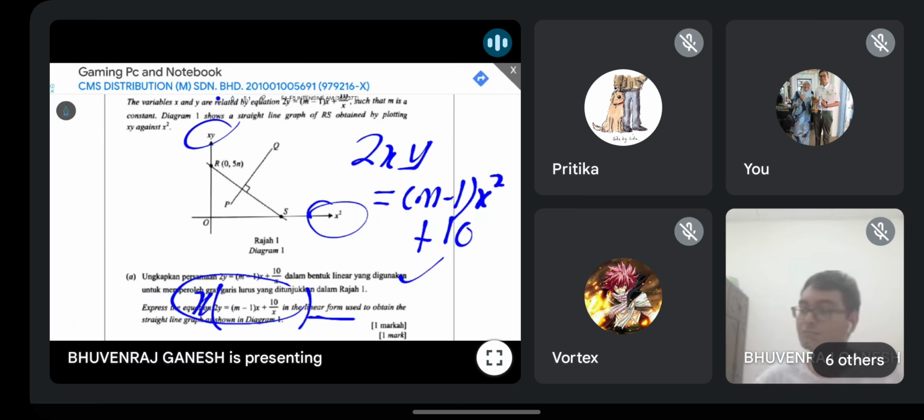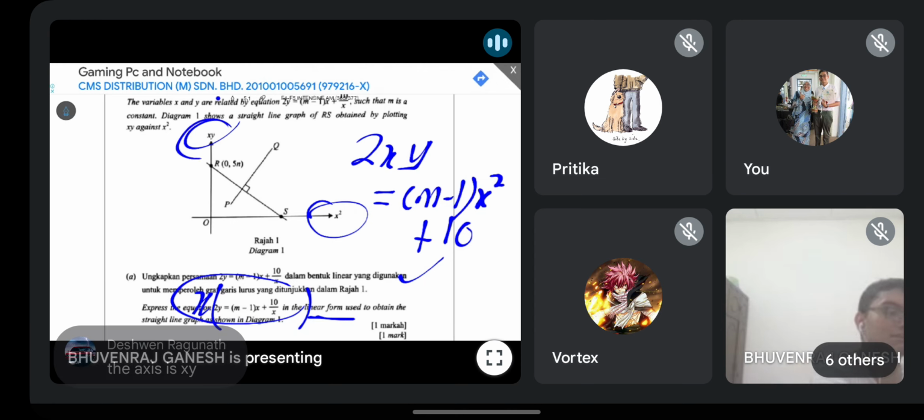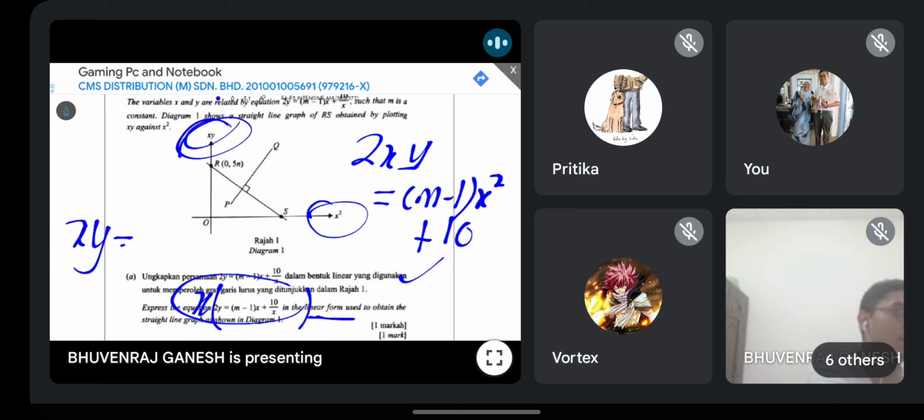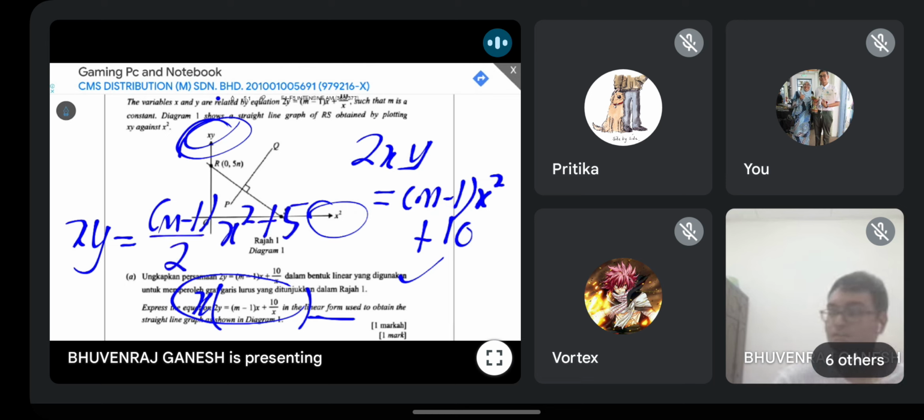Yes, divide by 2. Must always follow back your axis. If your axis is 2xy, then can. But if your axis is not 2xy, then cannot. So you will get this as your final answer. Basically you will know already what your gradient is and all that. Plus 5. So this will be your jawapan akhir.